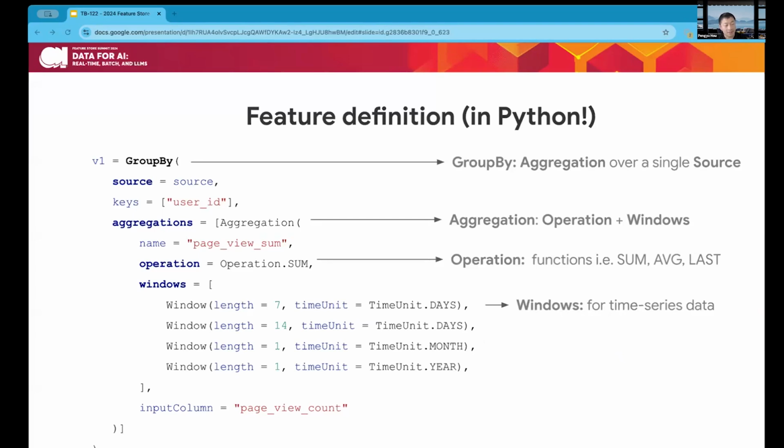For the same input column, we can actually simplify the aggregation definition process by giving multiple windows to the same operation. So for this example, we are using a sum, and the windows are 7 days, 14 days, a month, and a year. So the windowed operations are supported natively in Chronon. And right now we are supporting, I think, 15 operations, and those operations can be easily extended.